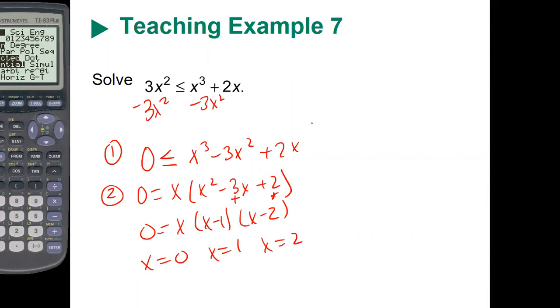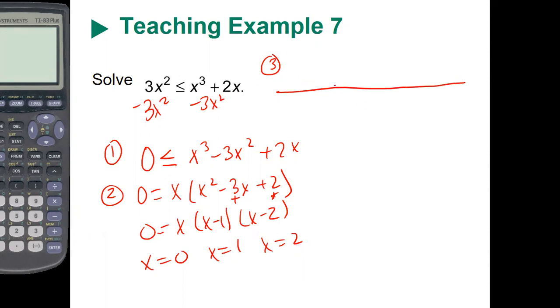Okay, so these are what we call our boundary numbers. So on step 3, where it says to make a number line, you're going to make a number line and put those numbers on the number line. So I have 0 here, I have 1 here, and I have 2 here. And you just want to know, if I take a value and plug it in, is it going to produce a positive or a negative? So any number from negative infinity to 0, any number between 0 and 1, any number between 1 and 2, any number from 2 to infinity.